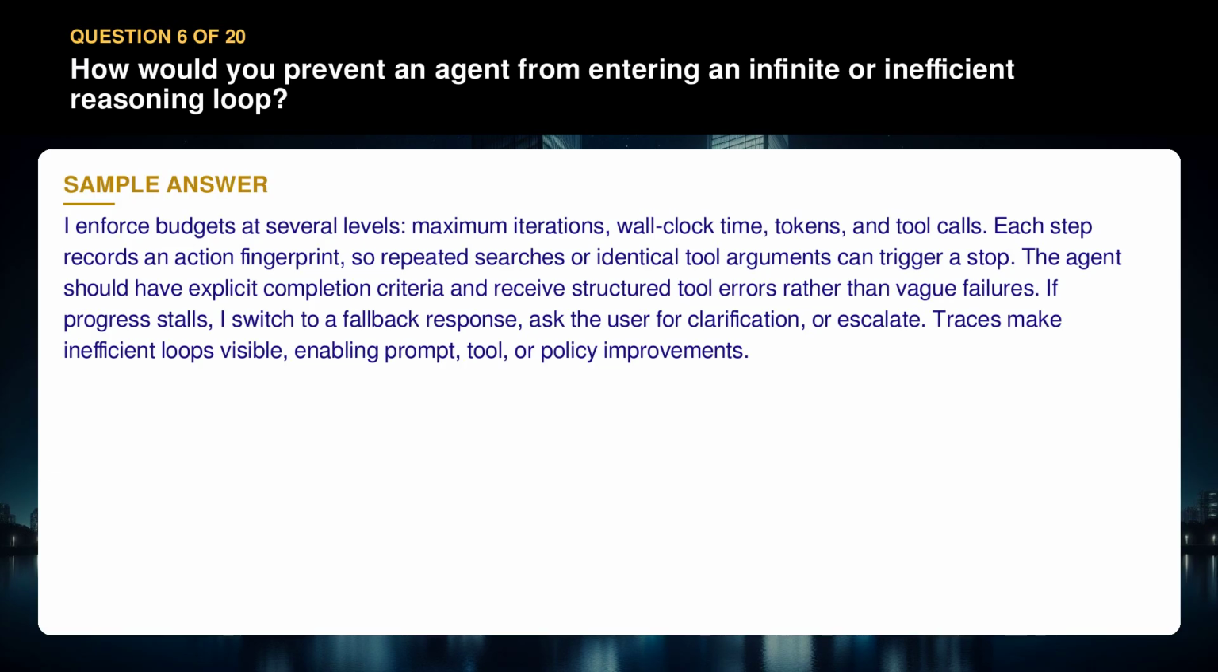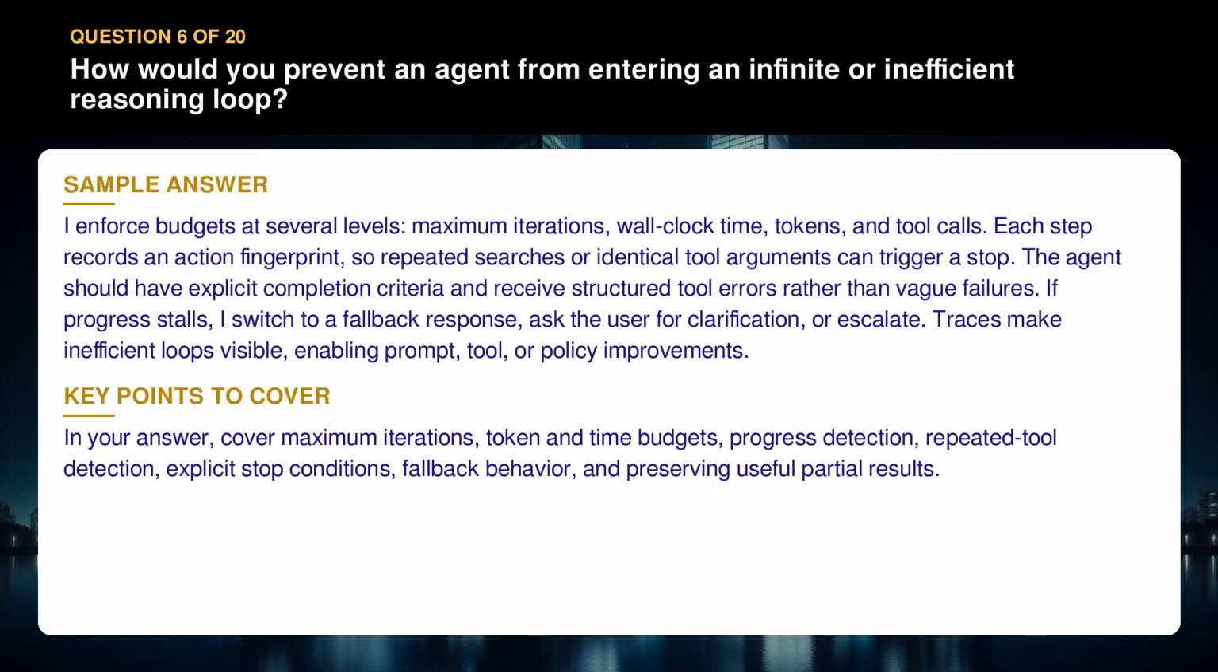If progress stalls, I switch to a fallback response, ask the user for clarification, or escalate. Traces make inefficient loops visible, enabling prompt, tool, or policy improvements. In your answer, cover maximum iterations, token and time budgets, progress detection, repeated tool detection, explicit stop conditions, fallback behavior, and preserving useful partial results.